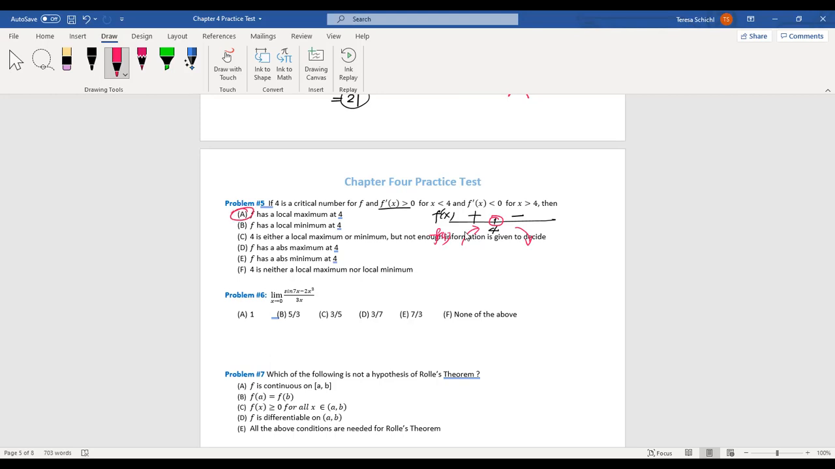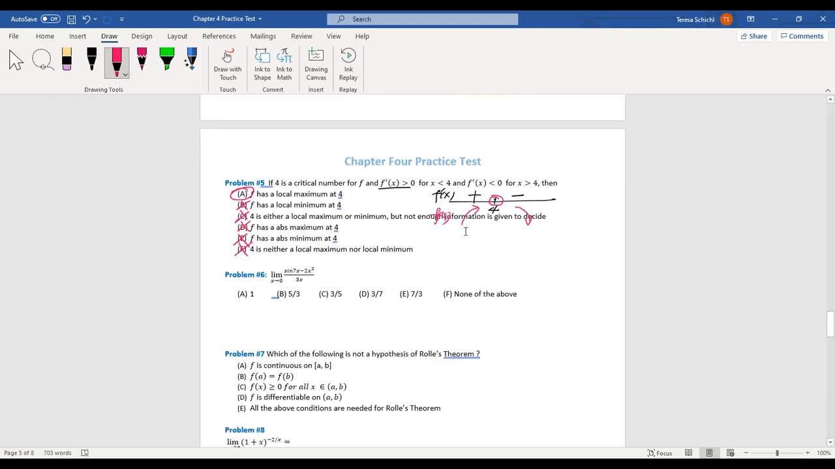So let's see why B is not right. They say it has a local min, so it's not, because it goes up and goes down. And 4 is either a local max or a local min, no. And f is an absolute max? I'm not sure it's an absolute max because I don't know what the function or what the domain is here. So absolutely it's not an absolute min, and it's either a local max or no. So we know 4 is a local max here.